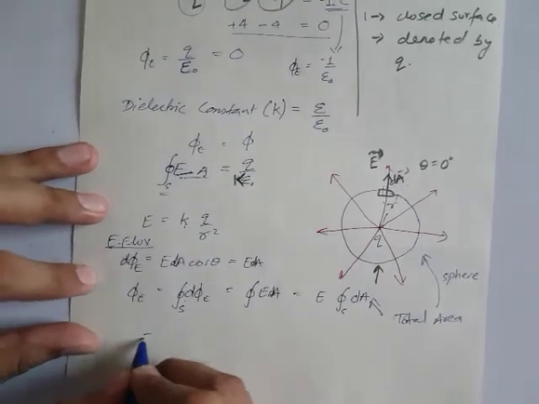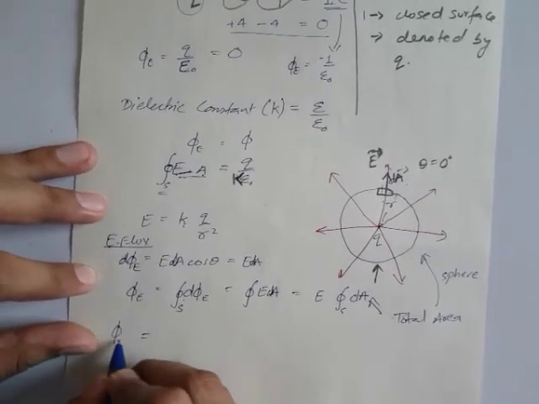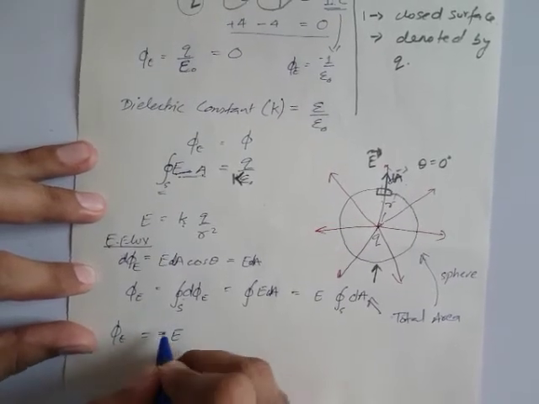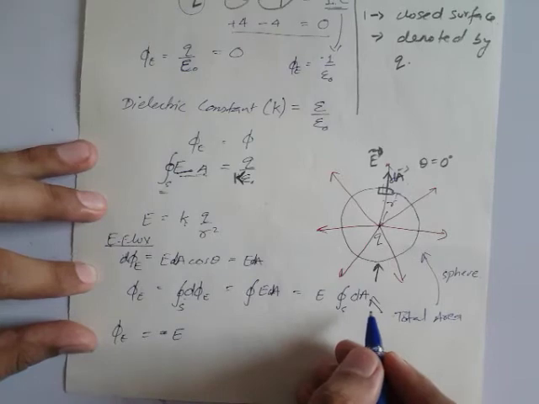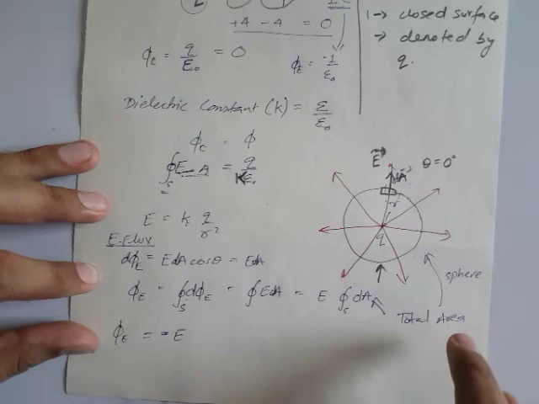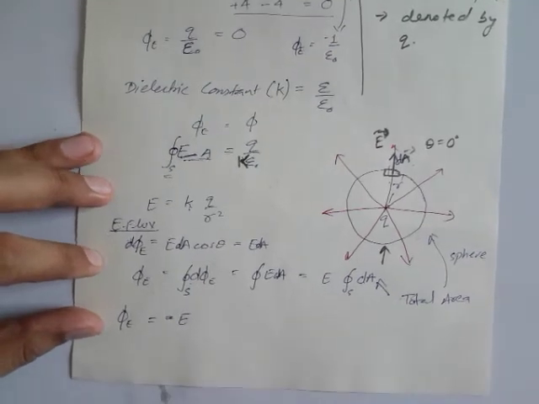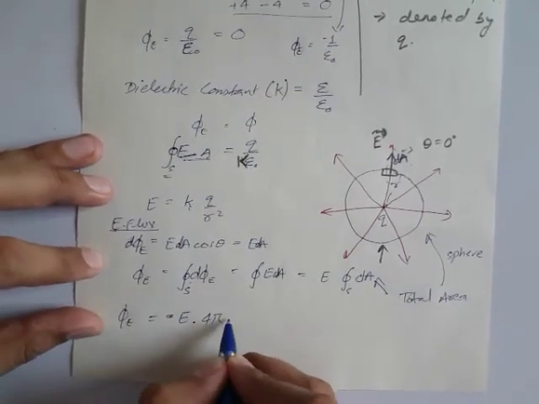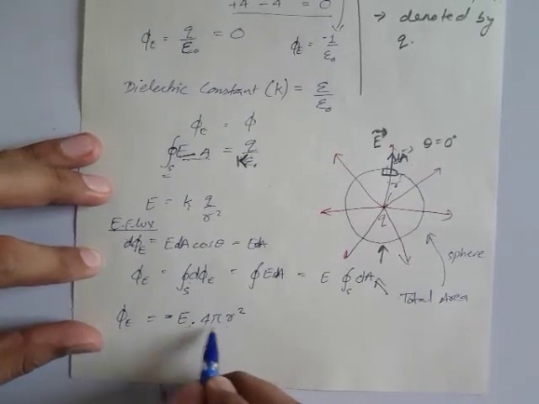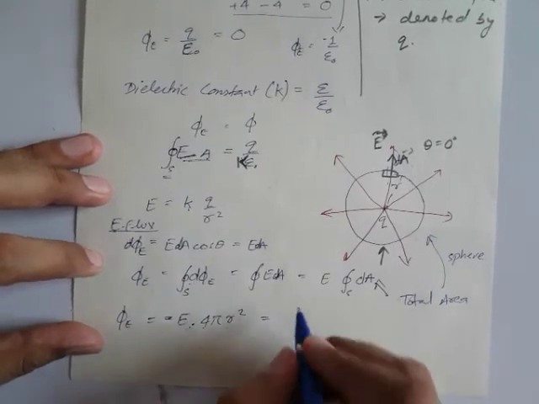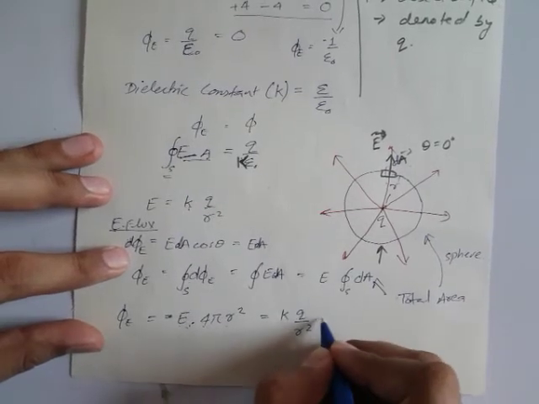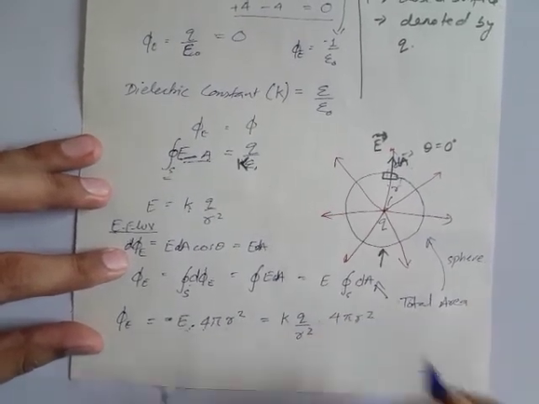Now we take its area. What is the area of a sphere? Now we will write over here phi, that is for Gauss. Now the electric field E, we take as a constant. Now we need to take the area of this. What will we get? Area is 4 pi r square. As we need to prove from this that it is the Gauss theorem, we put the value of E. What is the value of E? K Q by r square, into 4 pi r square.